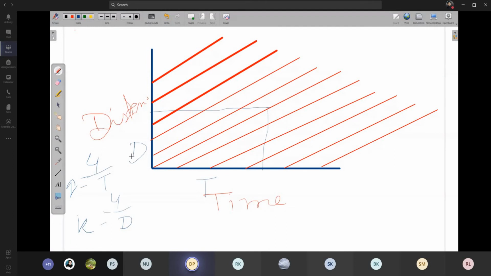In addition to that, what can we find out? We can find out the headways. There are two types of headways. One is the distance headway. If you take the vertical distance between any two vehicles, whatever you get is called the distance headway. And if you take the horizontal distance between two vehicles, whatever value you get is called the time headway.